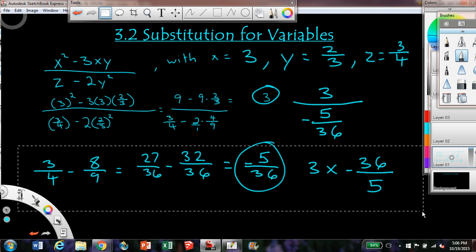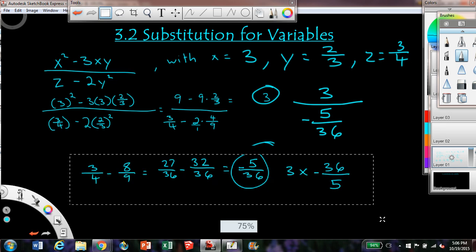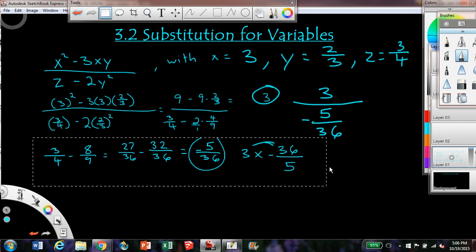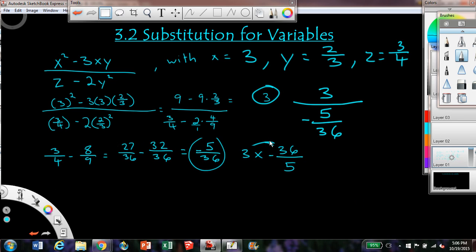One more line. Here we go. Scrunch it down. Move it a little bit. Forget about this piece. We're still chugging along. Okay, so 3 times negative 36 over 5 gave me negative 108 over 5, which if you wanted to simplify this, you could. It's equal to negative 21 and 3/5.